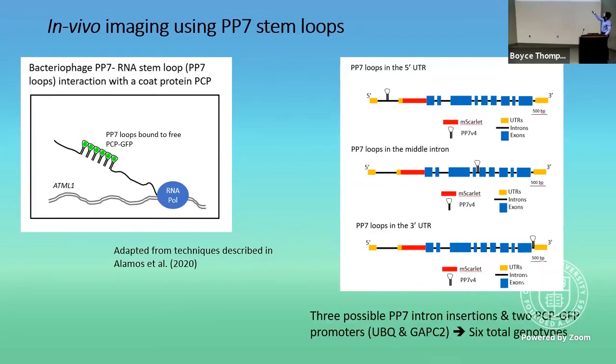This allows us to handle the problem that perhaps the PP7 loops will hinder translation, or change the nature of the imaging. What this allows us to do is to reinsert a working copy of ATML1, which will fluoresce. Whenever it's transcribed, it will fluoresce green. And ideally, this will result in a plant with a working expression of giant cells, but we can track exactly when and where the protein is being transcribed.